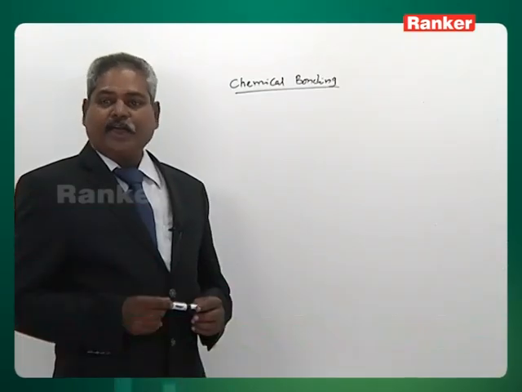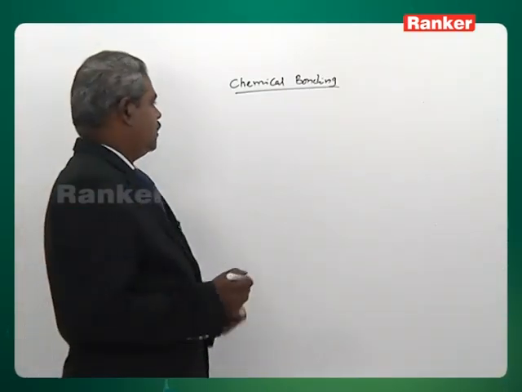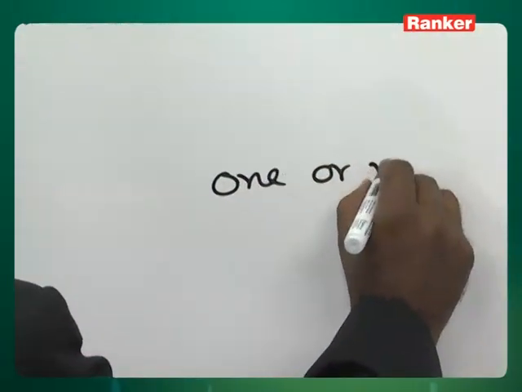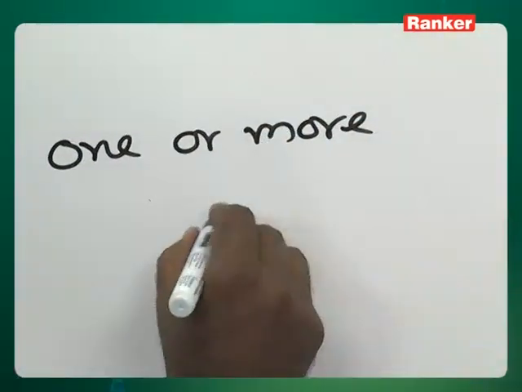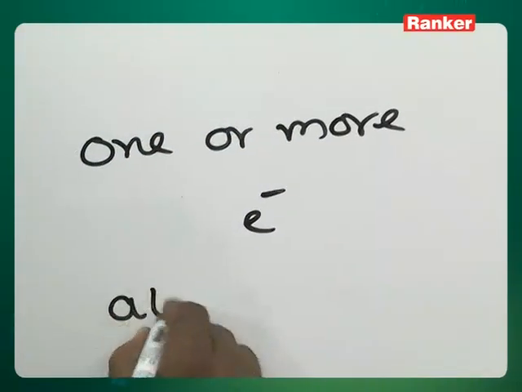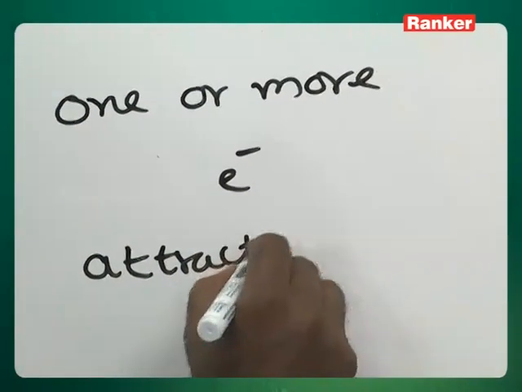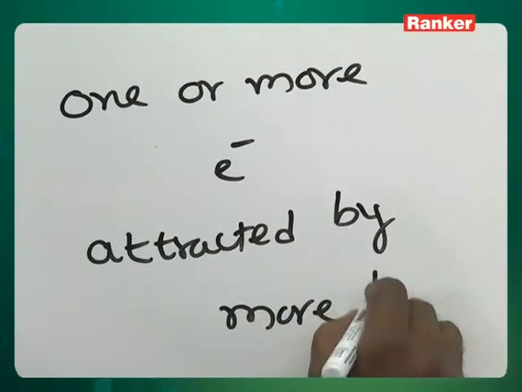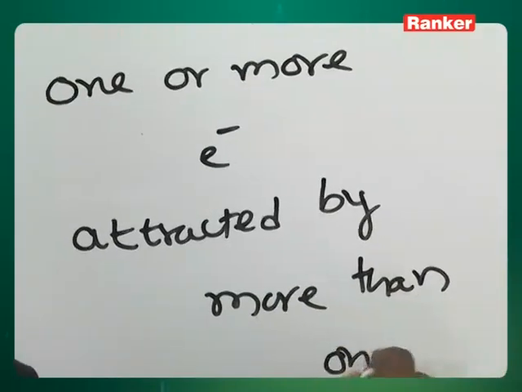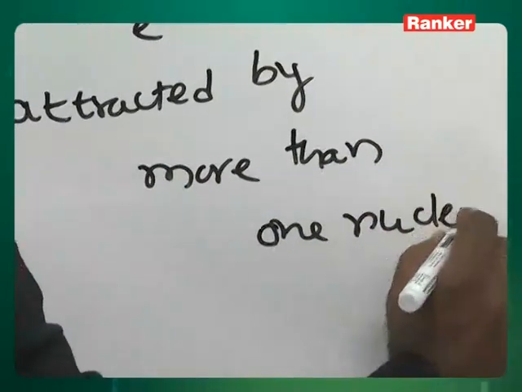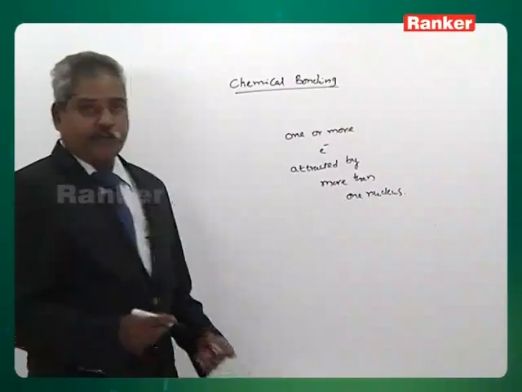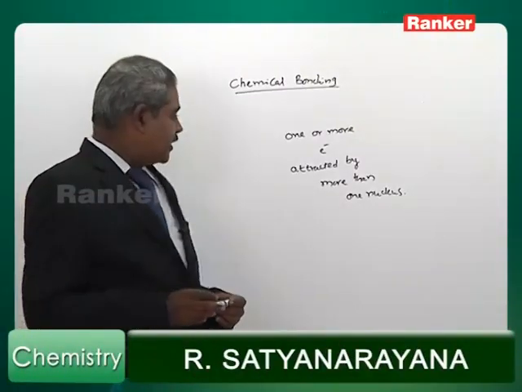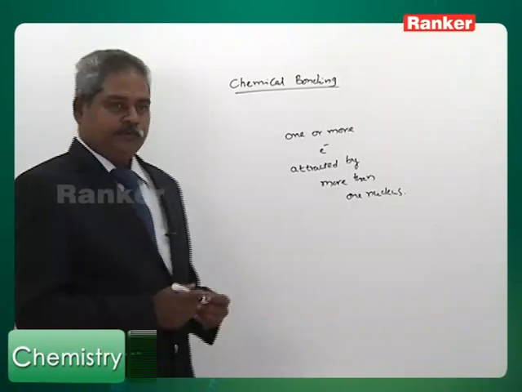What do you mean by a chemical bond? Look here. One or more electrons attracted by more than one nucleus. Try to understand this definition. One or more electrons attracted by more than one nucleus.